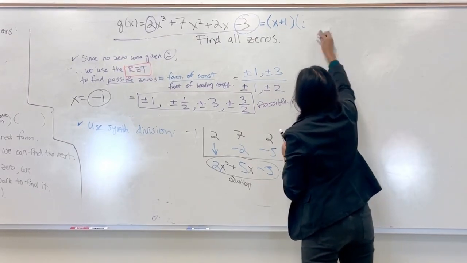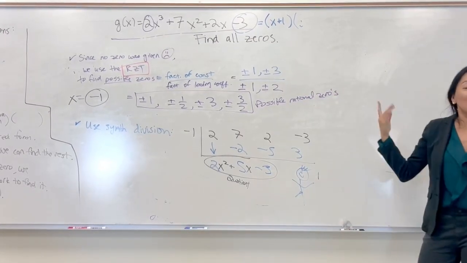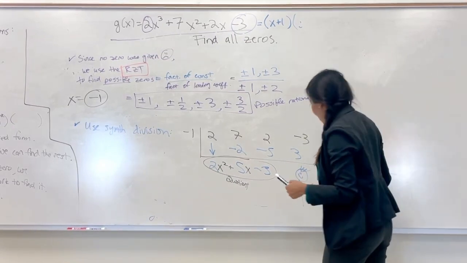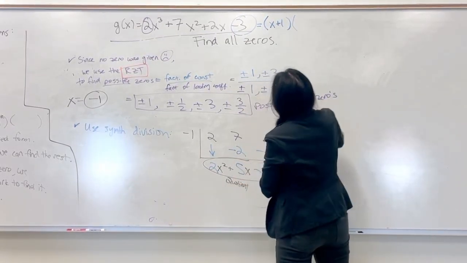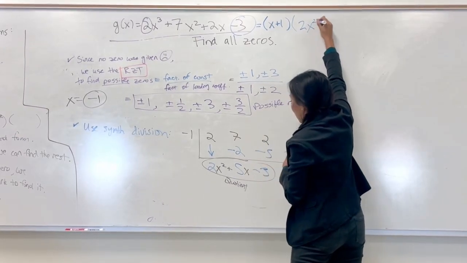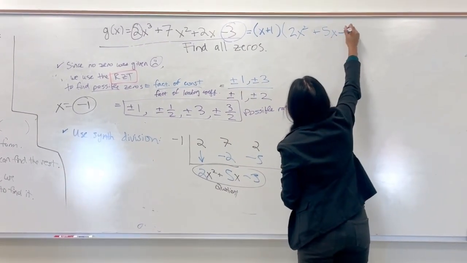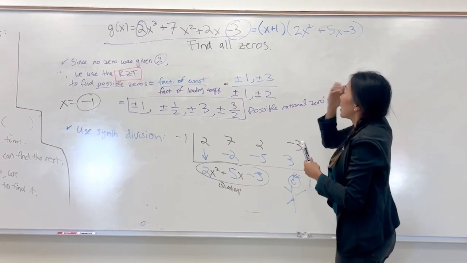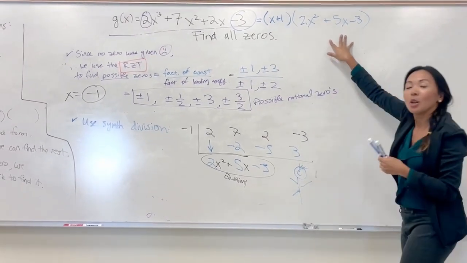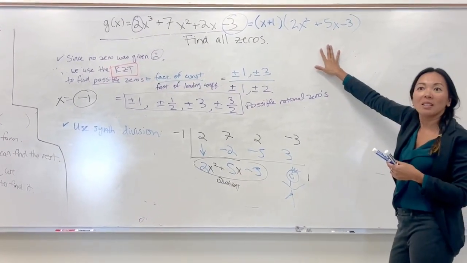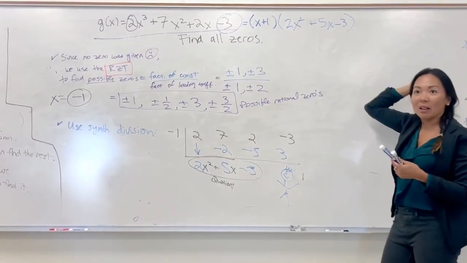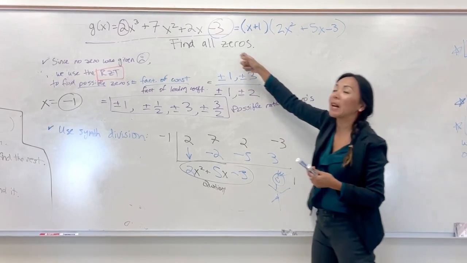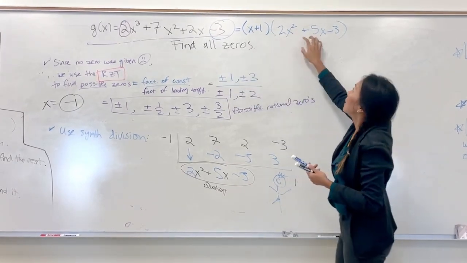so this problem is so big that I need 2 boards, right? So I hope when you guys are doing your homework, you have plenty of paper for this. So here, this is 2x squared plus 5x minus 3, right? So now I have this times this. Whew! Am I done? No. I need to factor this. I need to write this out as factors so that I can find all zeros.